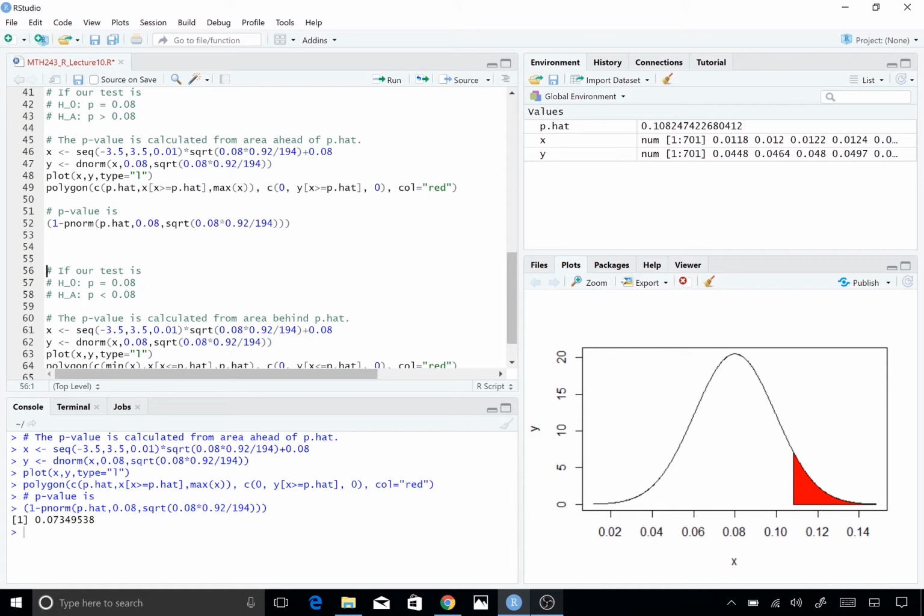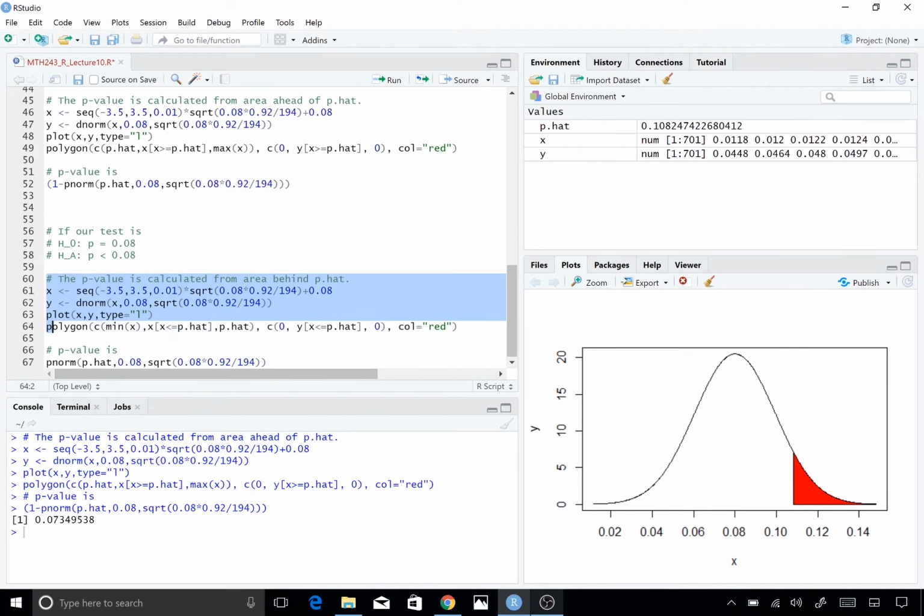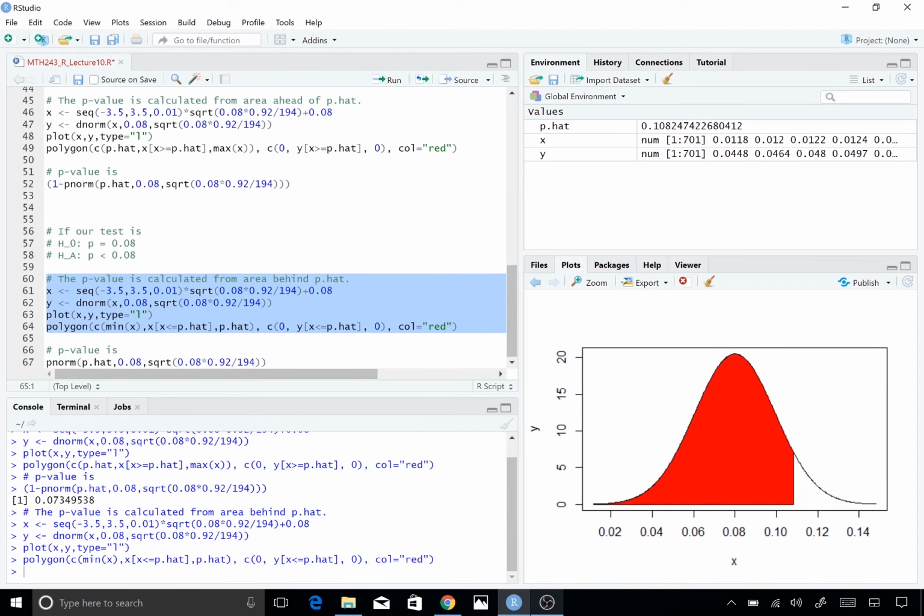If our alternative is that the population proportion is less than 0.08, then the area of the p-value is this. And that's because values more extreme than what we got would be anything lower than p hat, according to our alternative hypothesis. The direction of the test is determined by your alternative hypothesis.